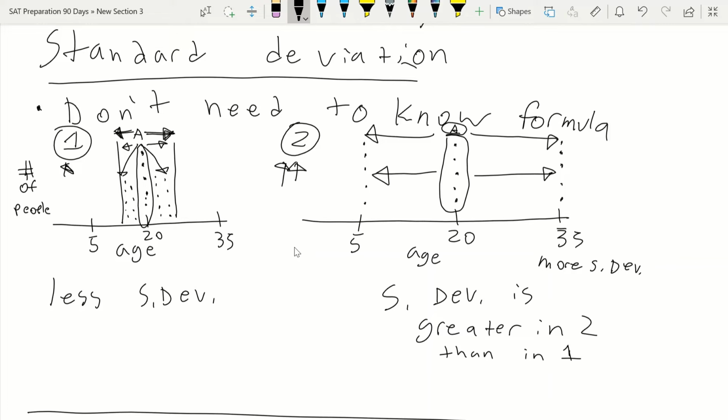But if we look at plot 2, its deviation from its average is 15 years. So that means that there's a greater standard of deviation for plot 2. So plot 2 has a greater standard of deviation than plot 1. That would be what we would answer for a question on standard deviation.